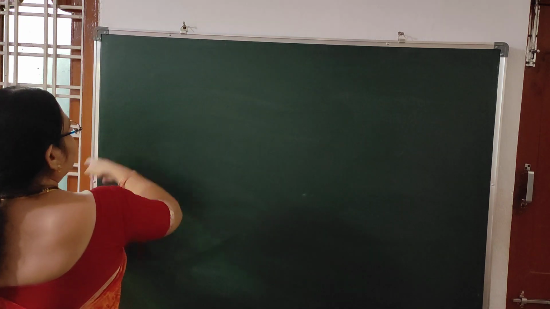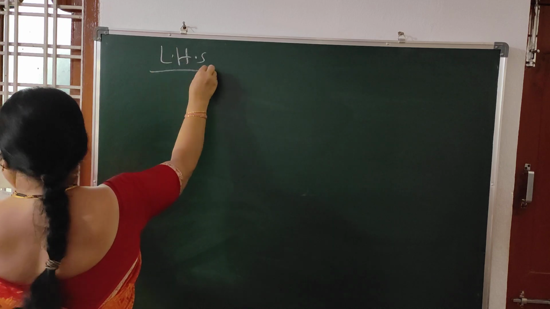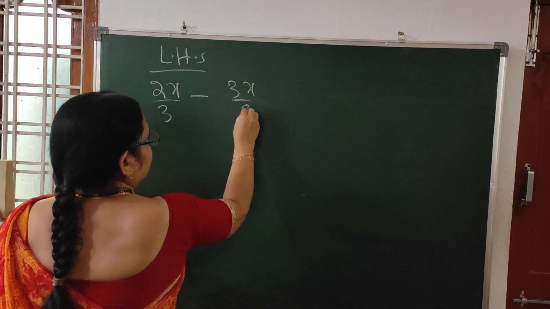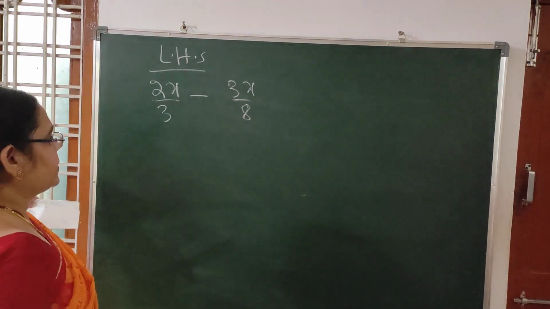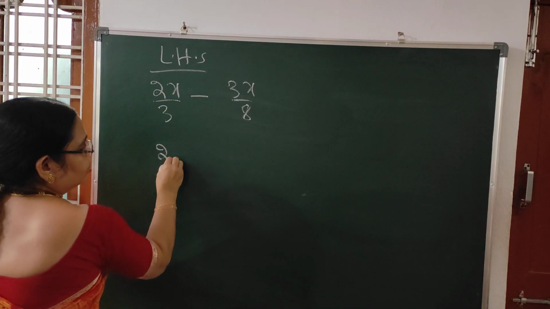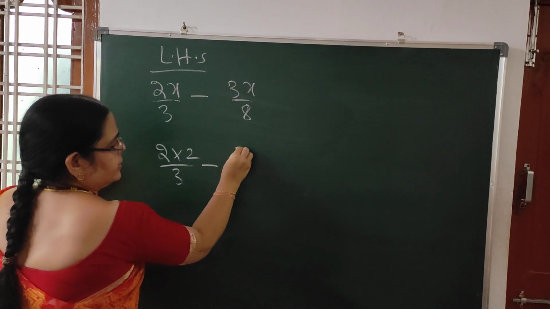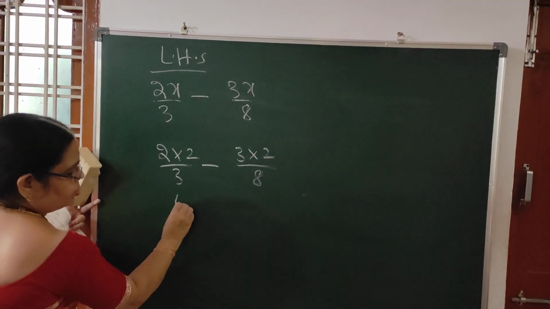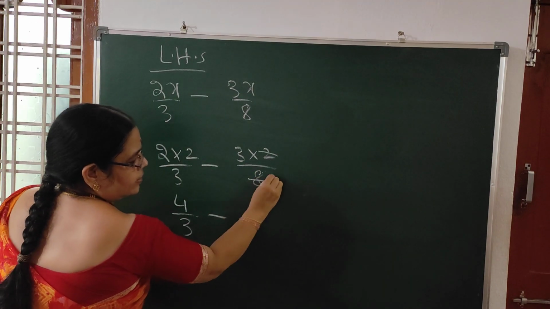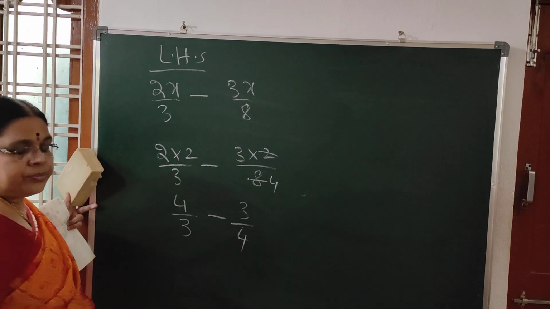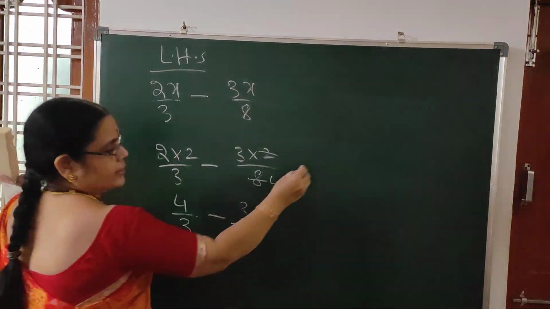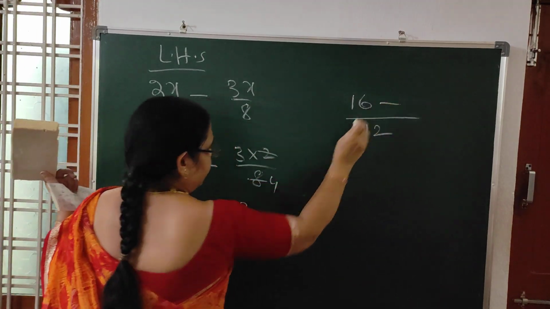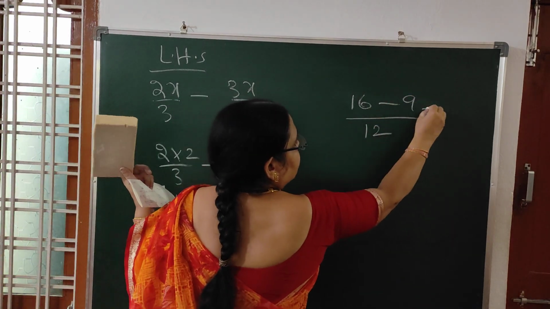So now I am going to substitute this in LHS. What is LHS given? 2x by 3 minus 3x by 8. In LHS I am going to substitute x is equal to 2. So 2 into 2 by 3 minus 3 into 2 by 8. What happens? 2 2s are 4 by 3 minus 3 by 4. 4 by 3 minus 3 by 4. How to subtract? Again LCM 12. 3 4s are 12, 4 4s are 16 minus 4 3s are 12, 3 3s are 9.